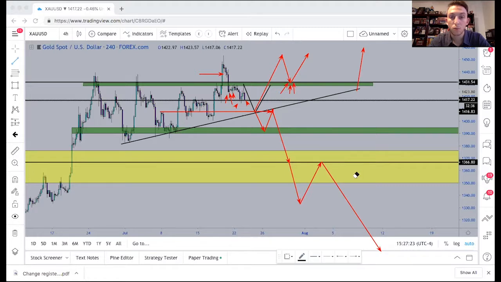Right now we're looking short biased on gold. I wouldn't be looking at anything else. But as I said, there's no clear entries right now. We're just kind of waiting out the market.